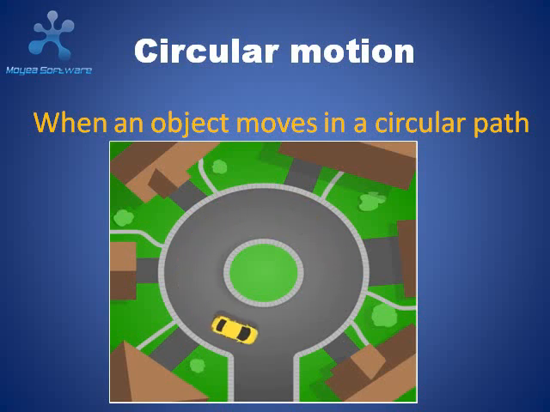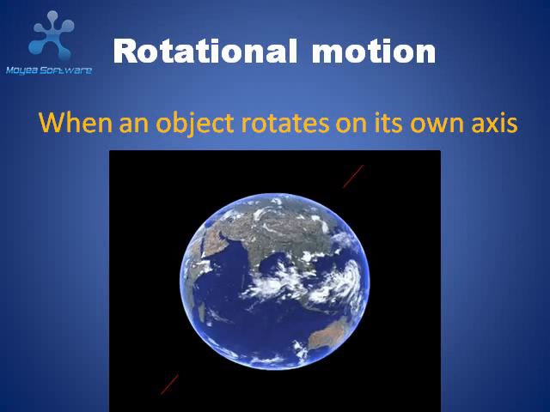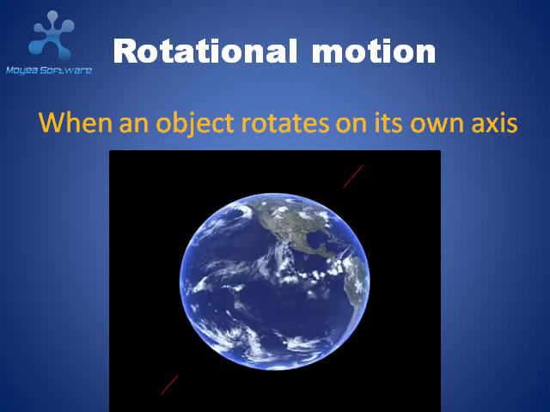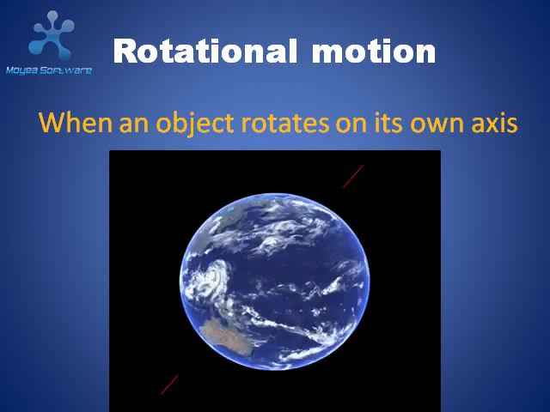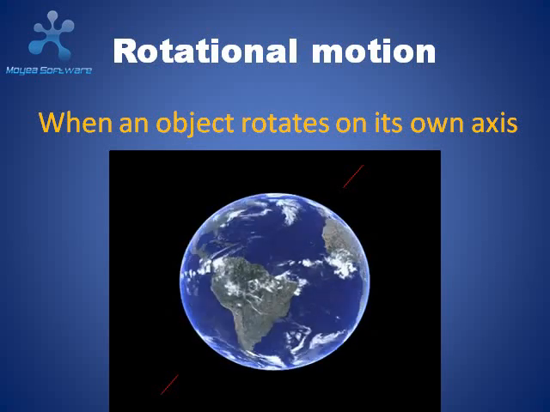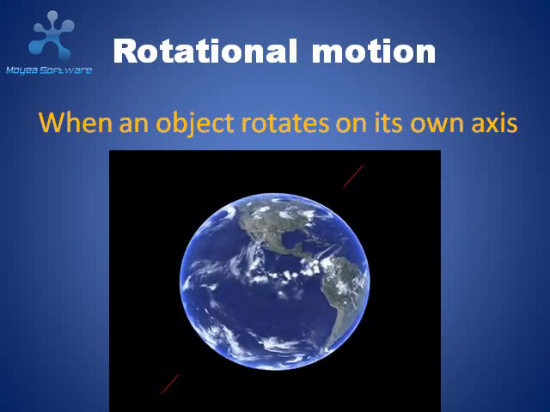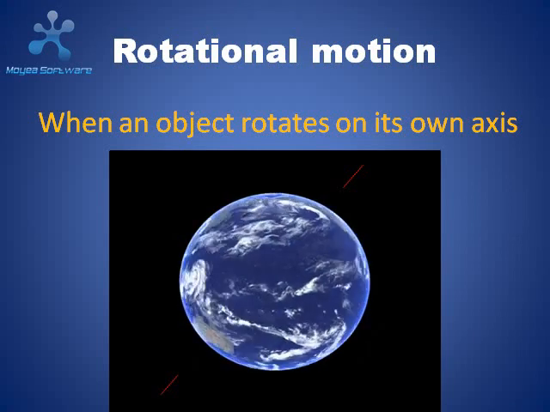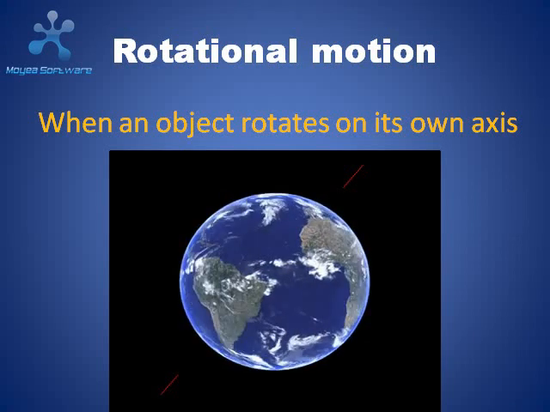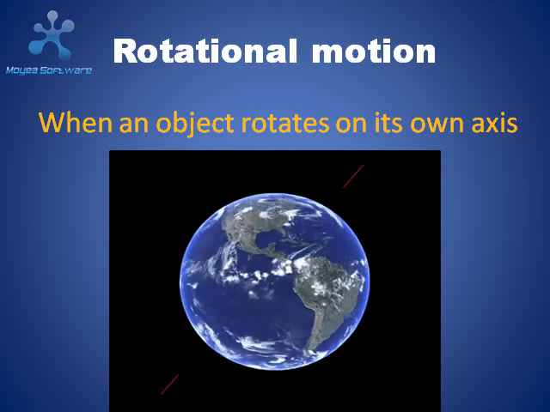Rotational motion. When an object rotates on its own axis, this is said to be rotational motion. The best naturally occurring example of rotational motion is our own planet Earth. The Earth spins on its own axis during rotation. Hence, we can say that the Earth is an example of rotational motion.